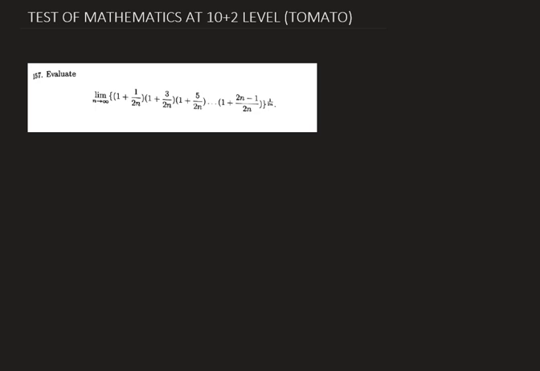Today we are going to solve one problem from Test of Mathematics at 10+2 Level, which is very well known as TOMATO. This book is published by the Indian Statistical Institute to help students in their preparation for different entrances such as ISI. So let's see the problem.